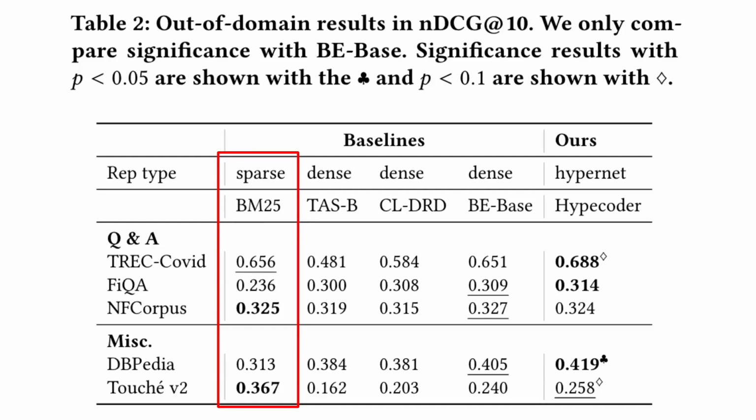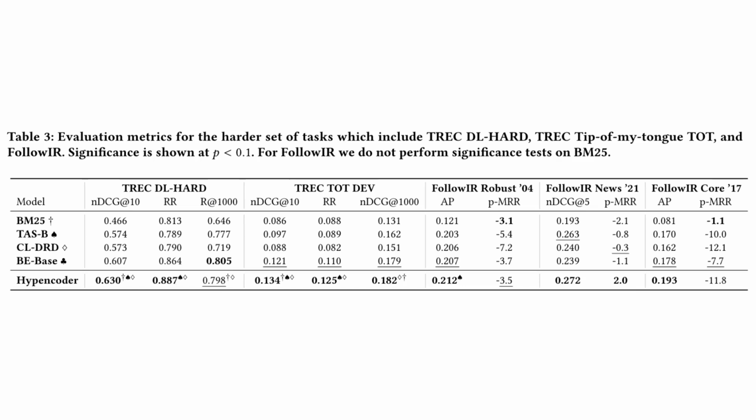Highlighting their out-of-domain results, it's interesting that 2 out of the 5 evaluation sets had BM25 as the best performing. So it just goes to show that BM25 is a very strong baseline. And a point of note is that even for harder retrieval tasks, their Hypencoder performs better than all of the other baselines for almost all metrics for all of the retrieval data sets.